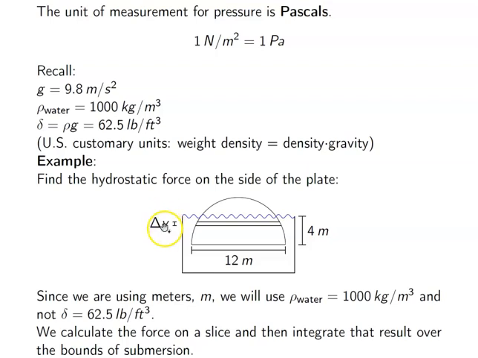So we're going to calculate the force on a slice, right? See here the slice of height delta y that runs parallel, because the force on all of this strip is the same since it's all at the same depth. I would not take an up and down slice and try to find the hydrostatic force on it. It should be left and right because it's all at the same depth. So we're going to find the force on a slice, and then we integrate that function across the entire bounds of submersion. In this case, I'm only submerged up to 4 meters, so I would just integrate over 0 to 4.